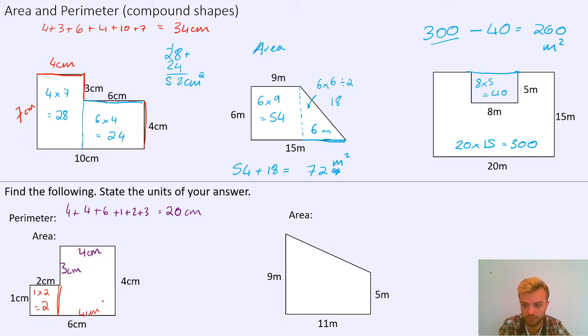We know that this is 4 across the top, so it's 4 across the bottom. So base times height is 4 times 4, which is 16, which makes the area the 2 plus the 16, which is 18. Again, this was all in centimeters, so the area is going to be in centimeters squared.